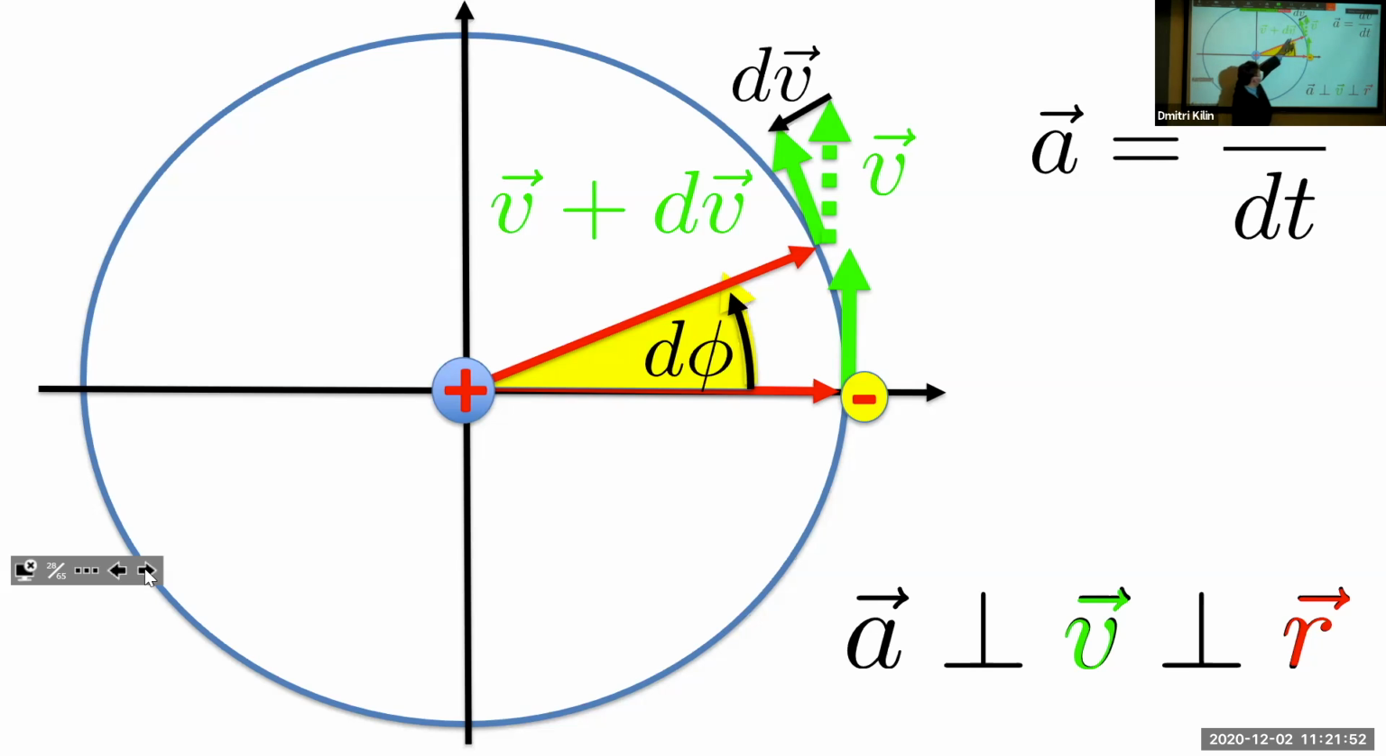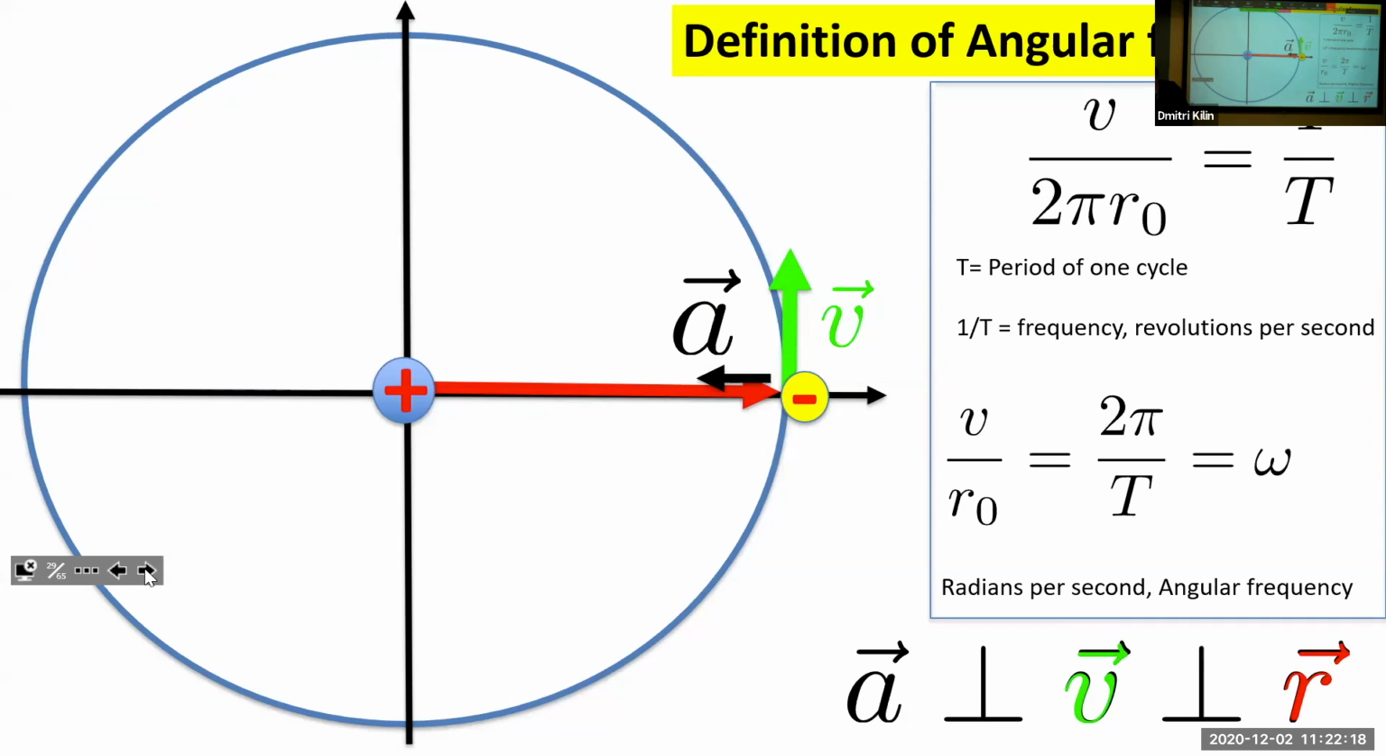The change of velocity, this vector, is acceleration, right? Derivative of velocity over time. And they are oriented in space: velocity is perpendicular to radius, acceleration is perpendicular to velocity and anti-parallel to the radius. So it is directed toward the center. Velocity over distance will be frequency, right? How many revolutions per second.